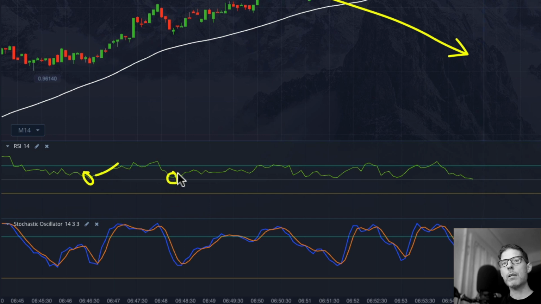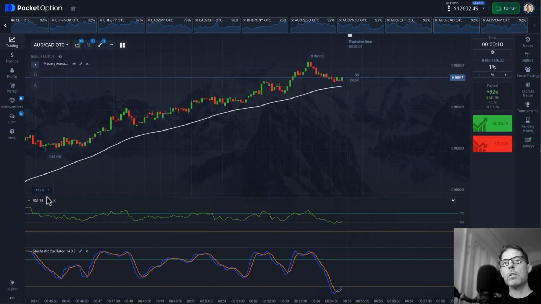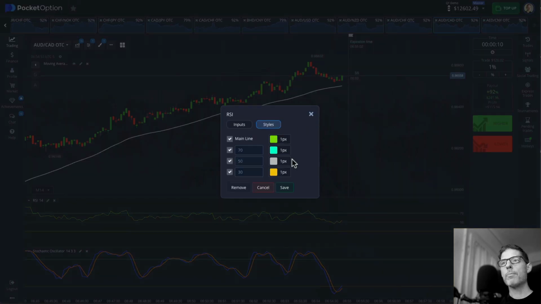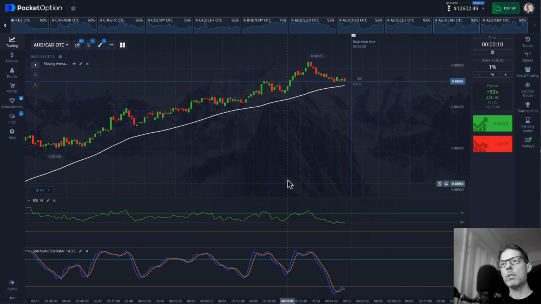It's hitting the 50 here, it goes the other direction. Hitting the 50 here, it goes the other direction. It just keeps doing this. Look at that. You can just use the default settings. You can brighten up the colors a little bit if you want to, but just the default settings work just fine. So you can see this has come down here, but when is it going to turn around?